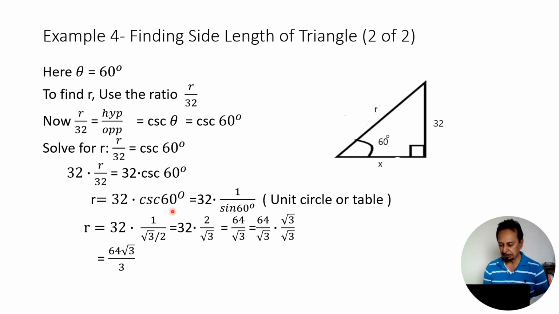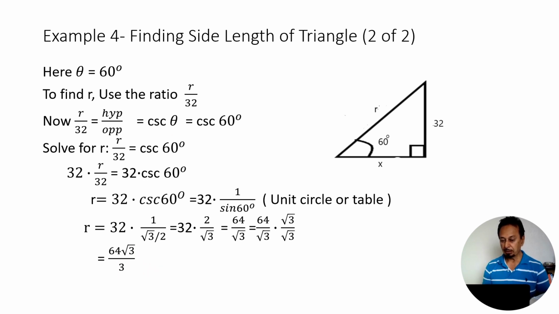So now we rewrite cosecant 60 as 1 over sine 60, and then from the unit circle we find the sine 60, and sine 60 is equal to square root of 3 over 2. So we have r equal to 32 times 1 over square root of 3 over 2. Rewrite 32, and this will be the reciprocal of this, which is 2 over square root of 3. Now 2 multiplied by 32 is 64, divided by square root of 3. Now we rationalize, multiply top and bottom by square root of 3. So square root of 3 times square root of 3 becomes 3. So you have 64 times square root of 3 over 3.